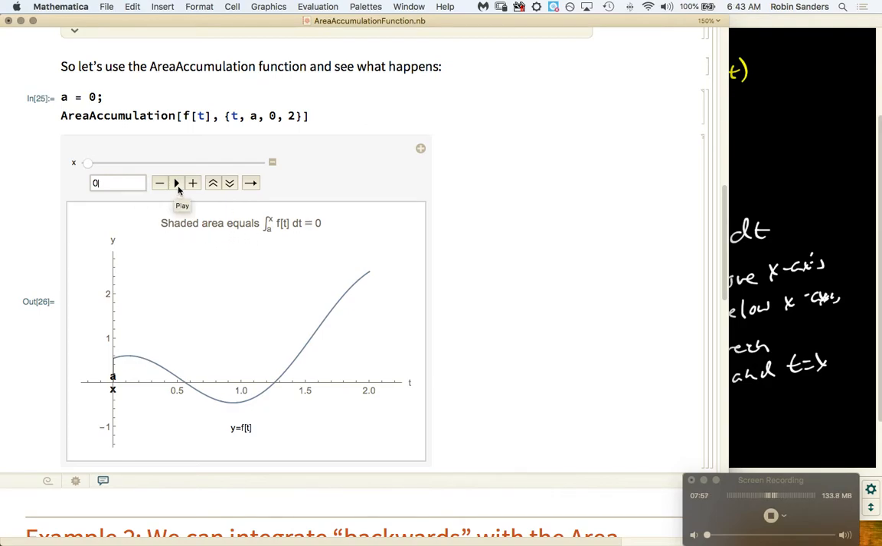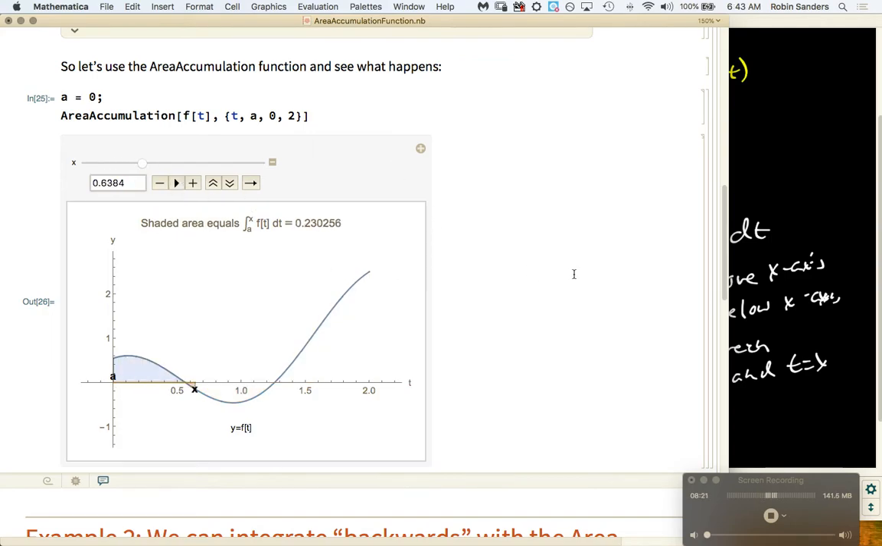And you should notice that as x is increasing, this number first of all goes up, and then it goes down. And it starts to go down right at the place where f of x becomes negative. And so I encourage you to play with this notebook on your own at some point.